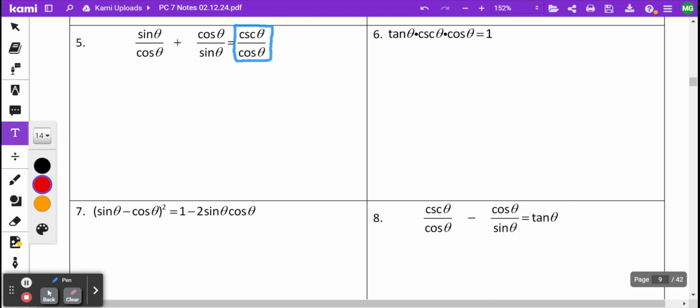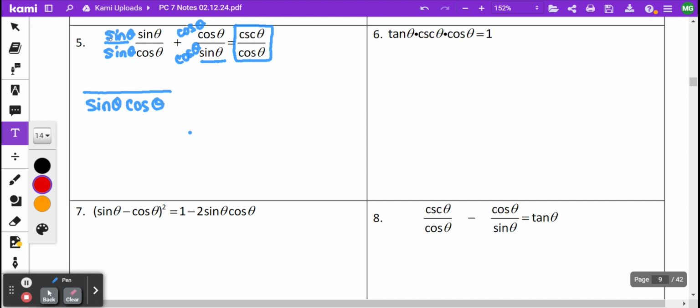So remember, if we're going to add fractions, we must have common denominators. So I'm going to multiply the left fraction by the sine of theta over the sine of theta, giving it this factor in its denominator. And I'm going to multiply the fraction on the right with cosine of theta over cosine of theta. And what I've done there is I've created a common denominator, which is sine of theta times the cosine of theta. And now we can add.